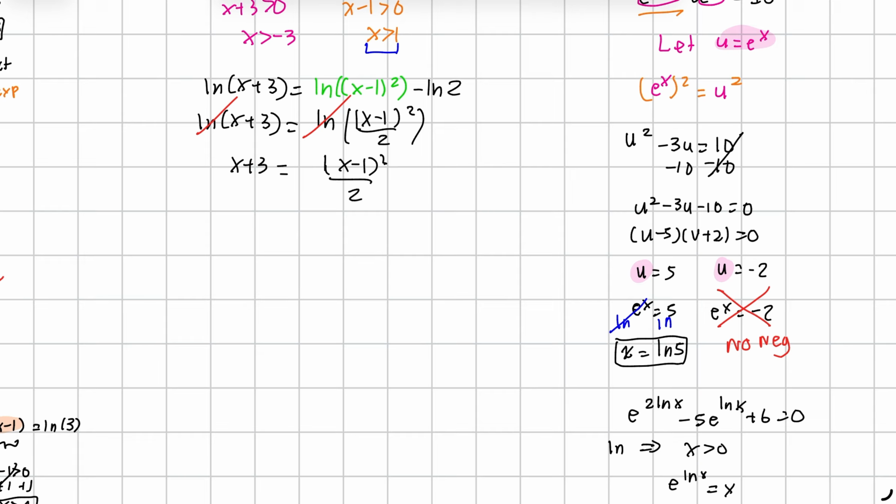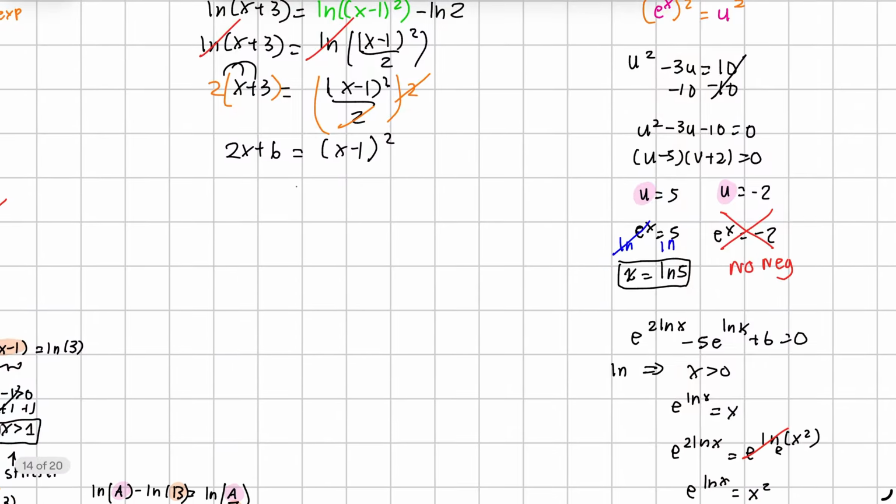Now we can multiply both sides here by 2 to cancel out that 2. So we have 2x plus 6 is equal to (x minus 1) squared. And this is going to be equal to (x minus 1) times (x minus 1). We have x squared minus x minus x plus 1, x squared minus 2x plus 1.